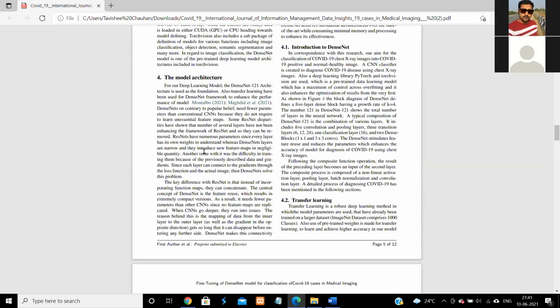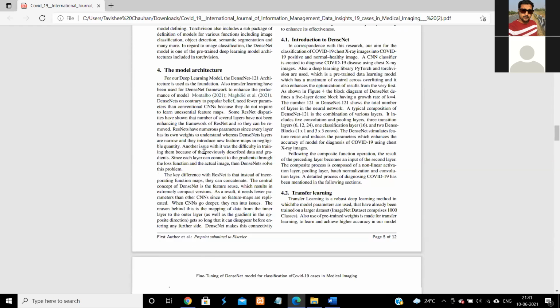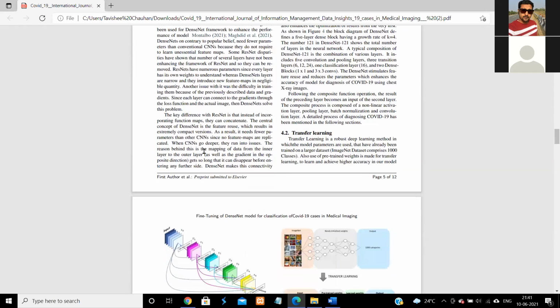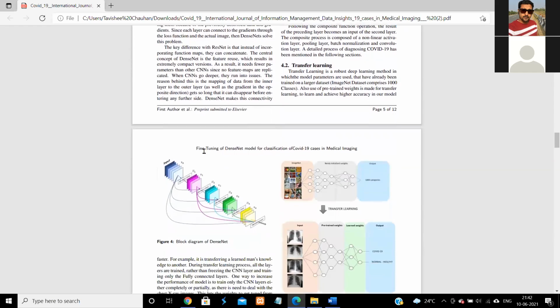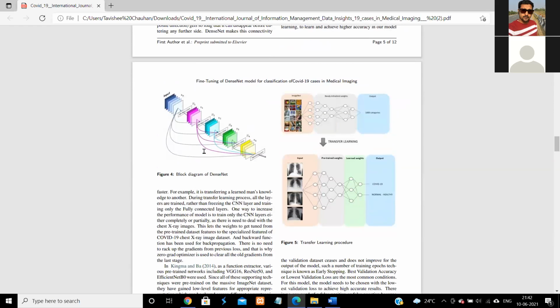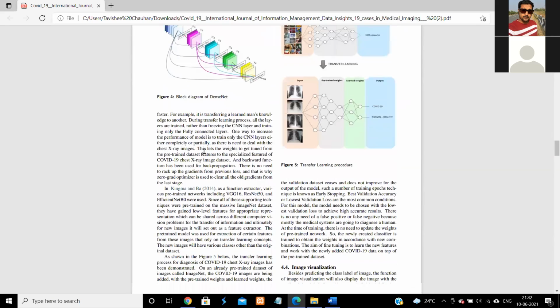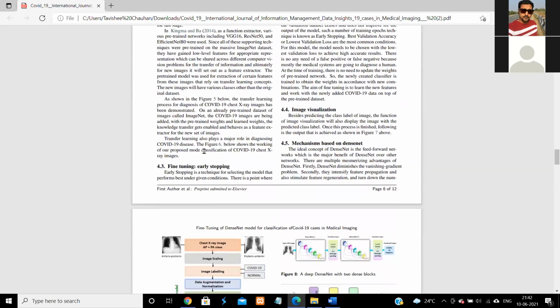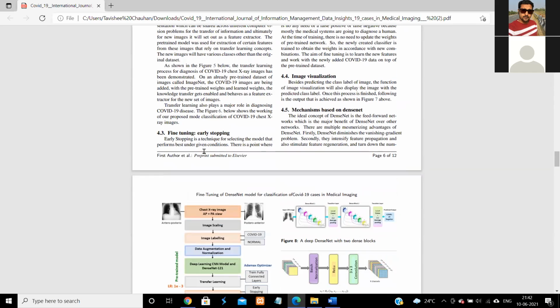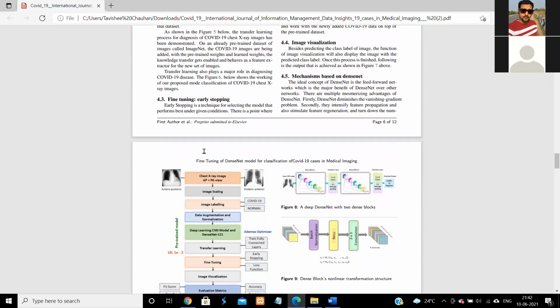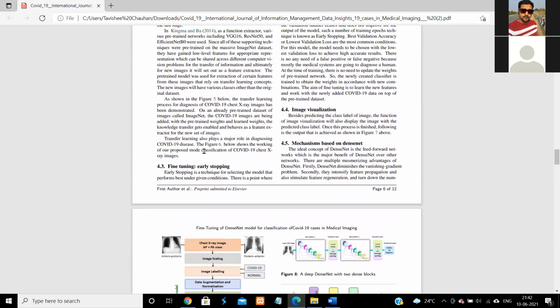Then, coming to the model architecture, we have an introduction to DenseNet. What is DenseNet and everything, an introduction about DenseNet. Then we have the concept of transfer learning, which again talks about what we have done while building our model. After transfer learning, we have image visualization, and we also have fine tuning, that is early stopping. These concepts we used while building the model.